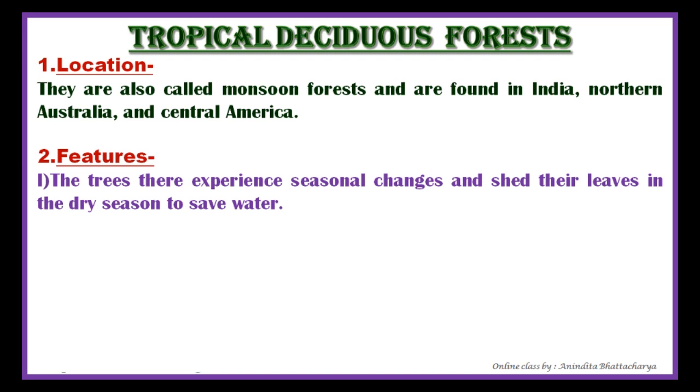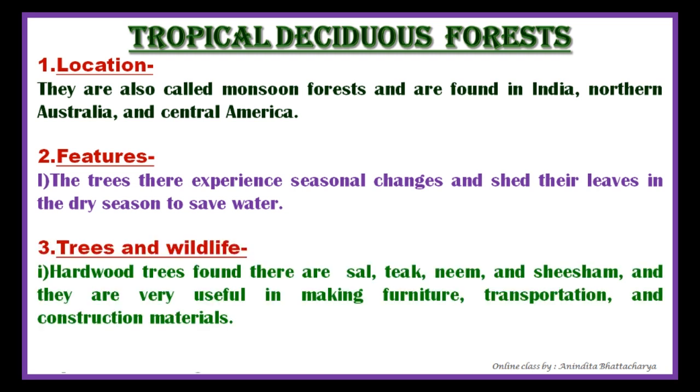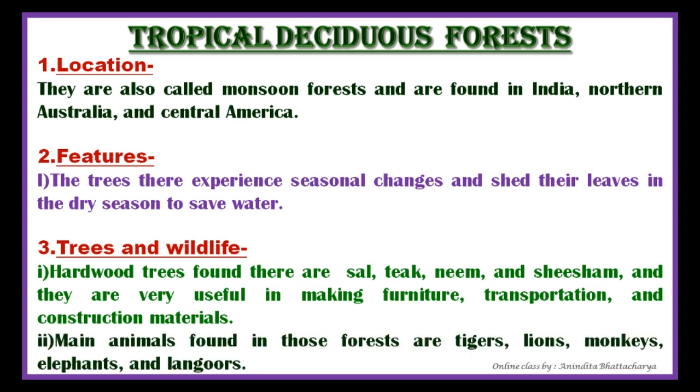Okay. Trees and wildlife. Hardwood trees found there are shal, teak, neem and shisham, and they are very useful in making furniture, transportation and construction materials. Main animals found in those forests are tigers, lions, monkeys, elephants and langurs.